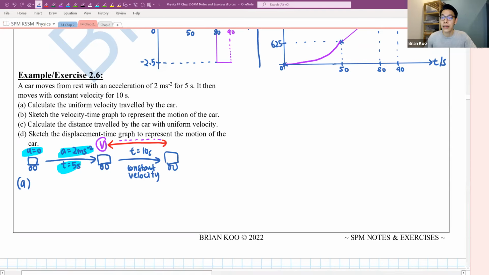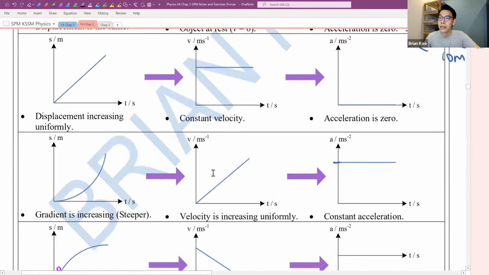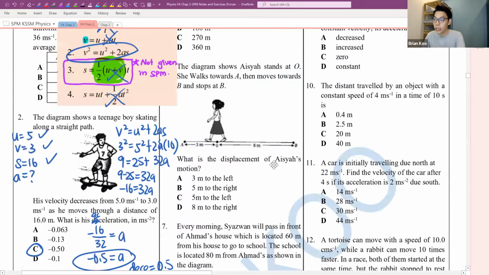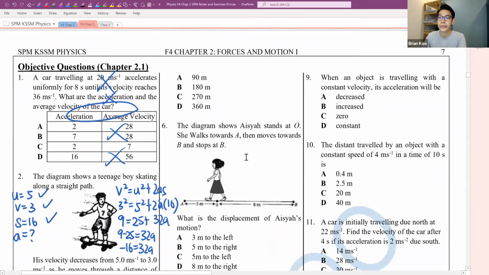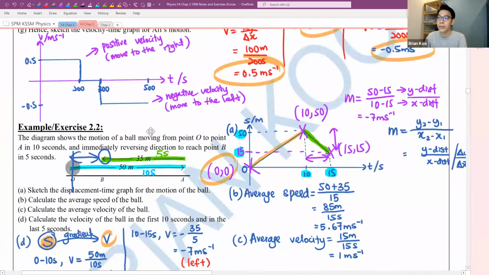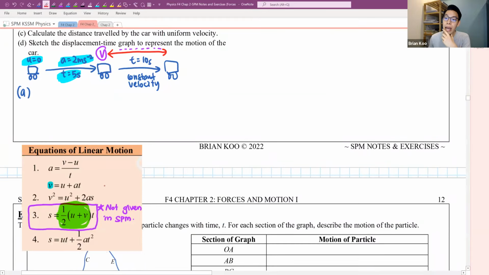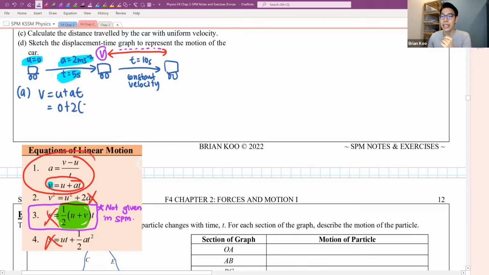So we're going to use the linear motion equation again. And I don't want S, so you can go back to your equation and find the one without S. Since I want to look for the final velocity, I'll take this one. U is 0, A is 2, T is 5.